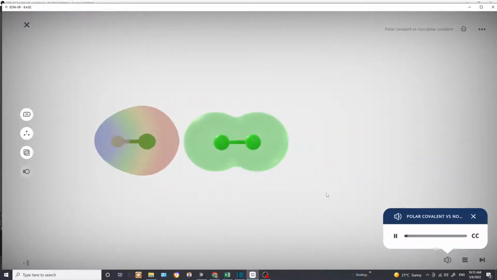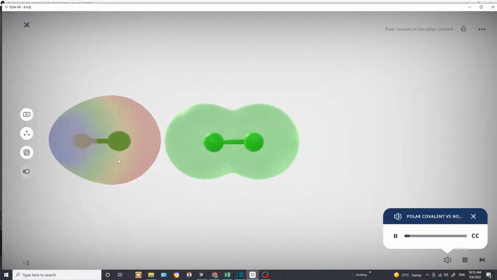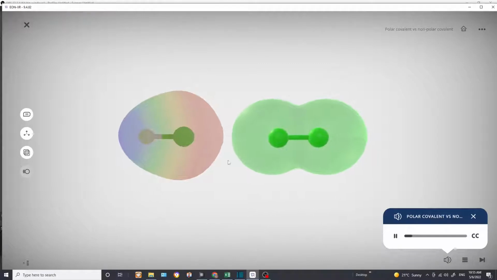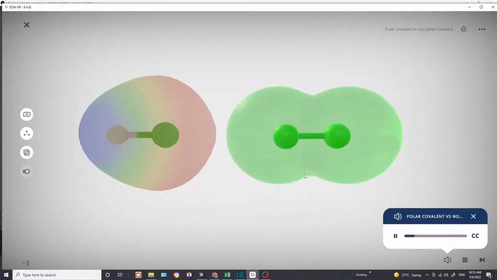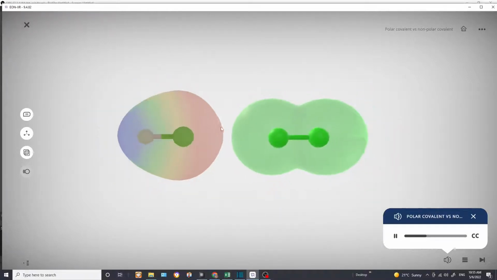On the left-hand side we have hydrochloric acid with an electrostatic potential map, and on the right-hand side we have chlorine with an electrostatic potential map. The red part of the electrostatic potential map is electron-rich, the blue is electron-poor, and the green is neutral. Here we are looking at molecules that have covalent bonds since the electrons are shared between the two atoms.